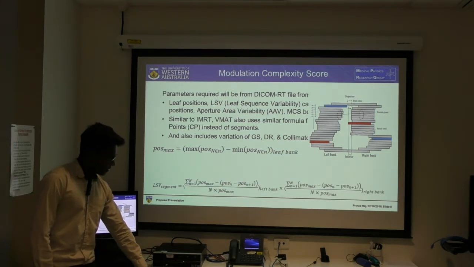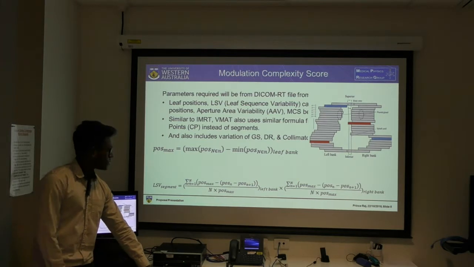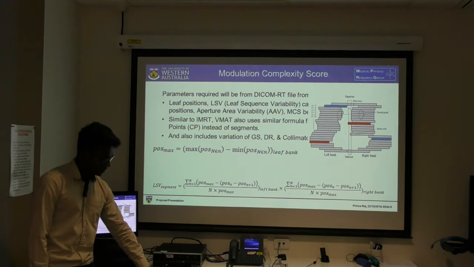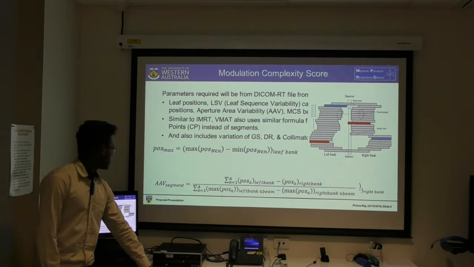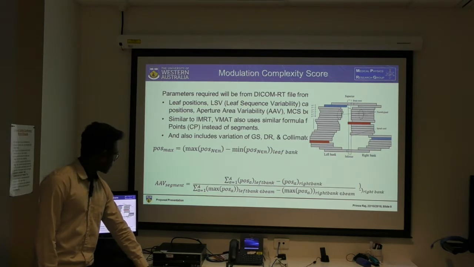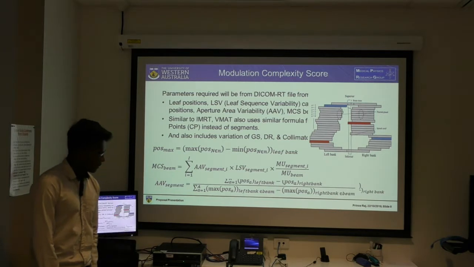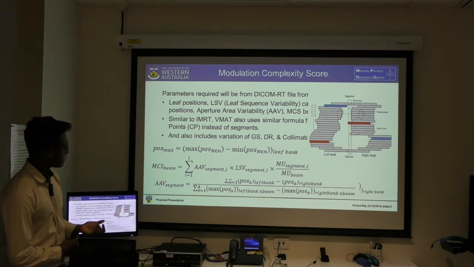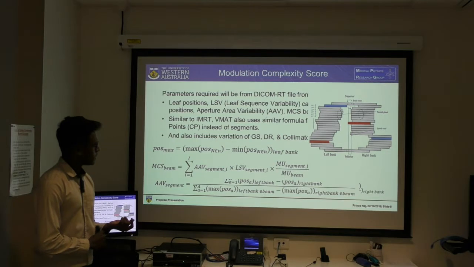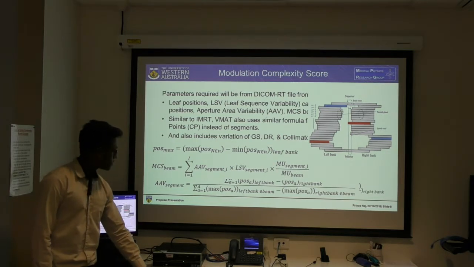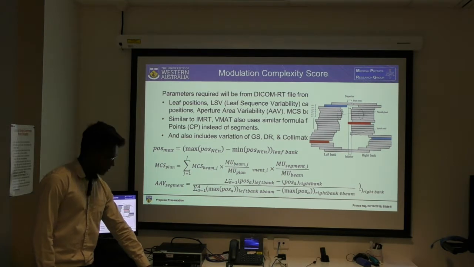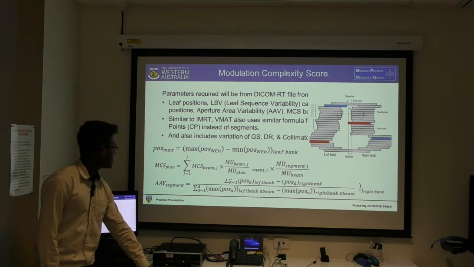LSV uses the same values, and also N, capital N, means the number of leaves in the collimator. Then similarly it is used to calculate AAV, and then MCS, which is just the product of all the three, with the segment being weighted for monitor units for the total for the beam, and then the beam is weighted for the total plan with the monitor units.